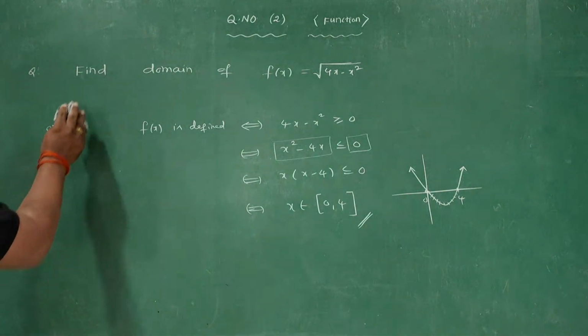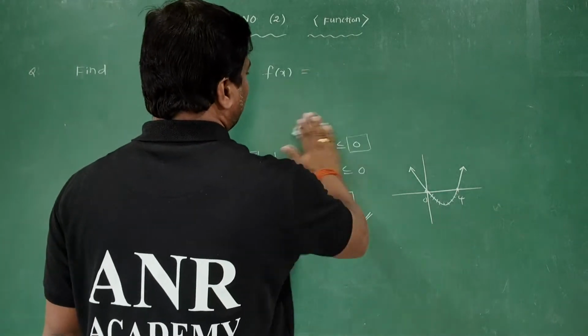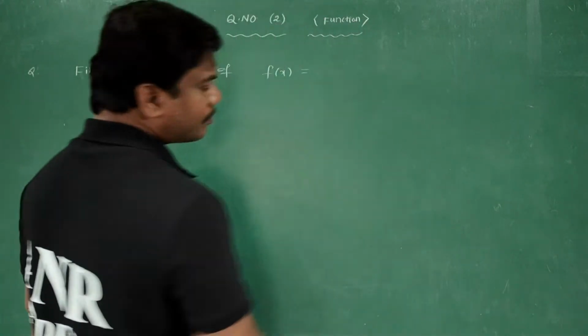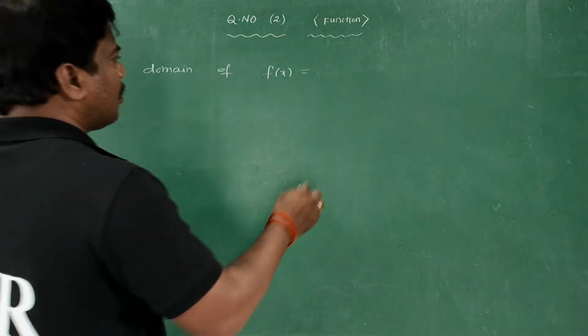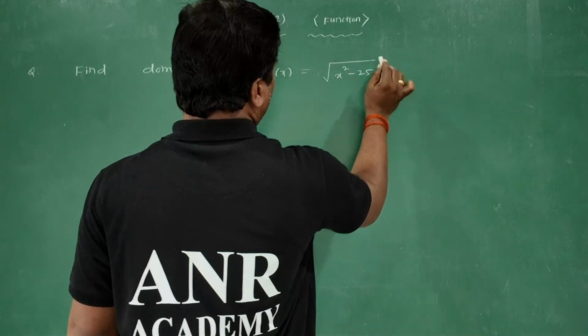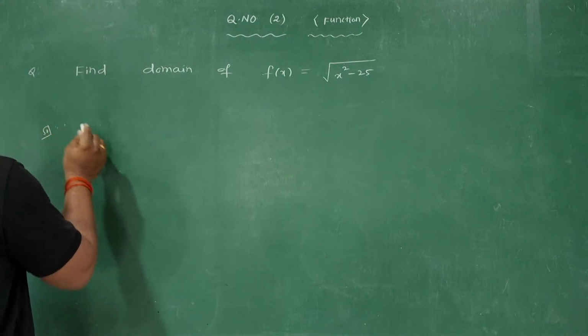And let us find the next question. Find the domain of the function f of x equal to, the same model, but the question is f of x equal to root over x square minus 25. See the solution.